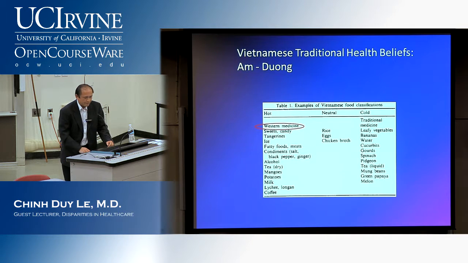What's the problem with that? The problem with that is a lot of Vietnamese people consider some food or some medication, especially Western medicine, as hot. And some food like alcohol, tea, potato, milk, in the hot group, make the body hot.